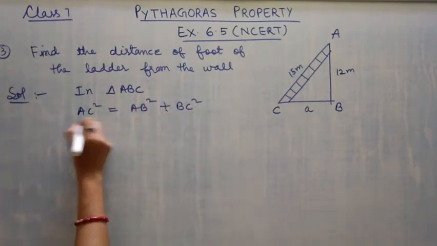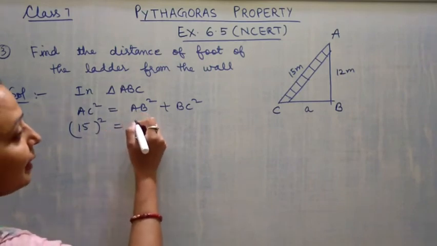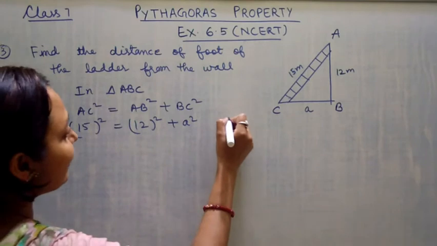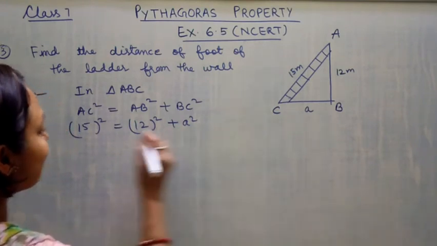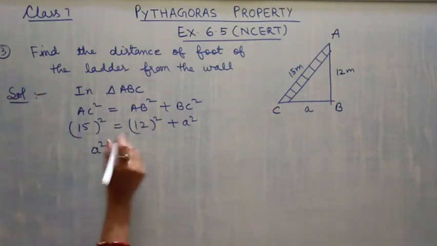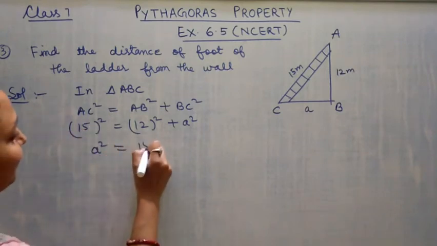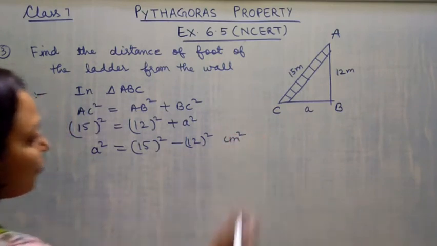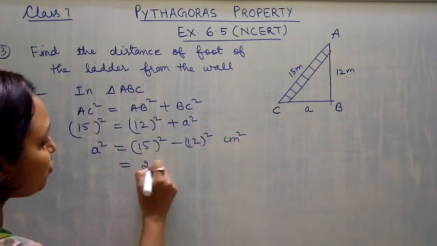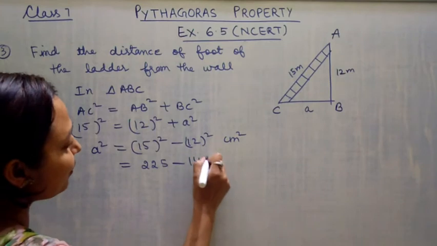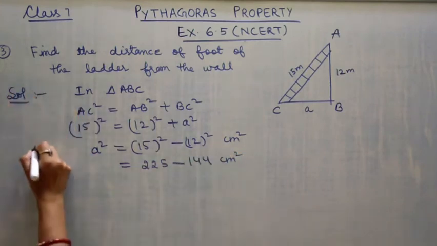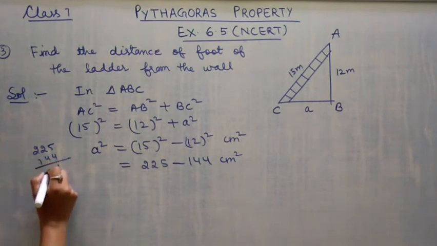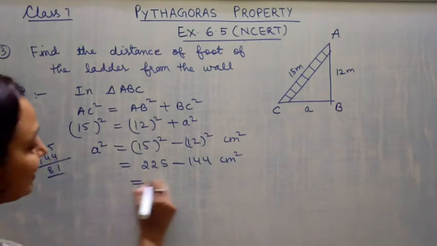This is 15 whole square and AP is 12 whole square plus A square. I will write the dimension together, but taking A square, writing this 15 square minus 12 square, in centimeter square. Along with these two, this is 225 minus 144. After subtracting these two, 225 and 144, this is 1, this is 8. Okay, so this is 81.